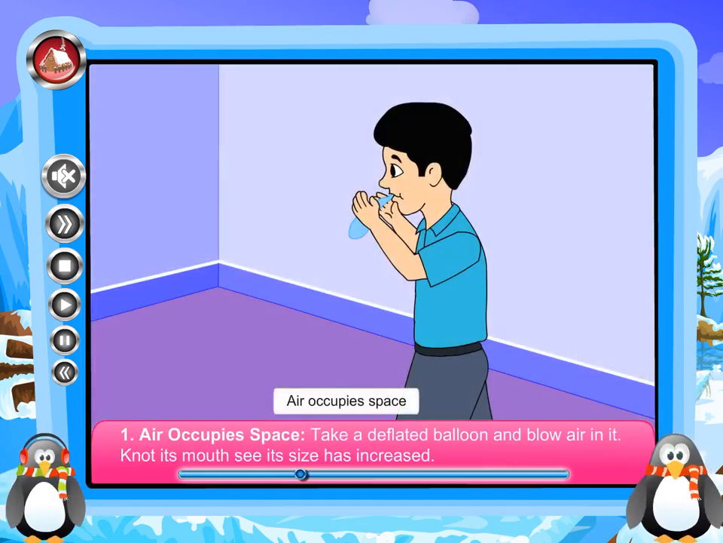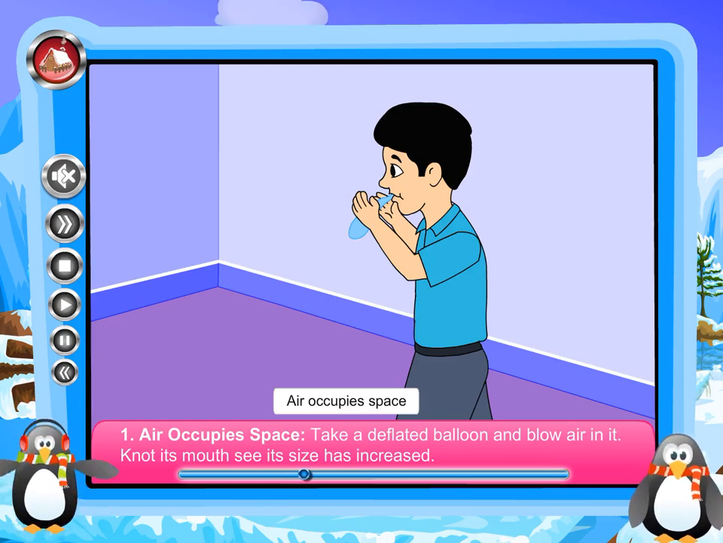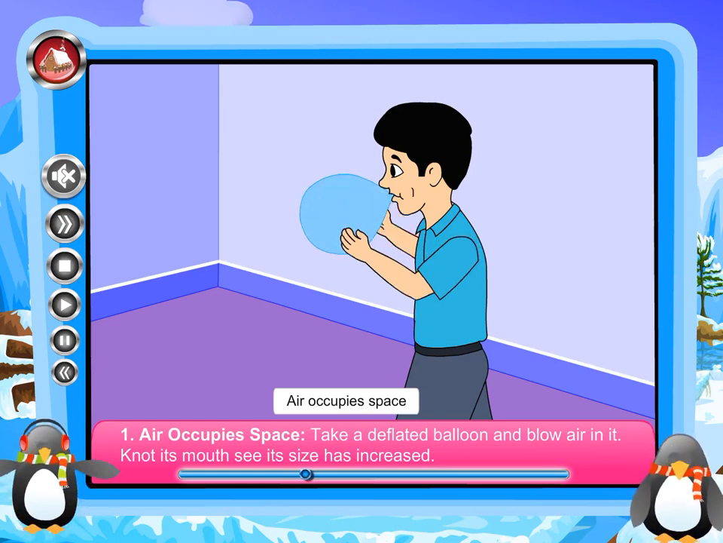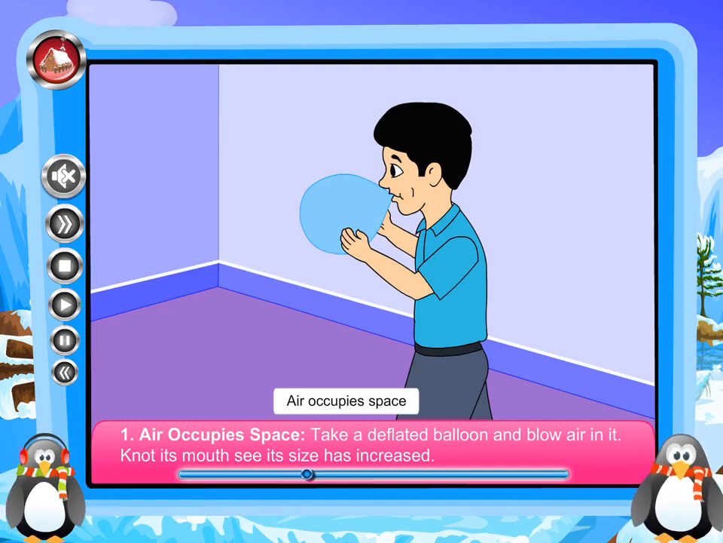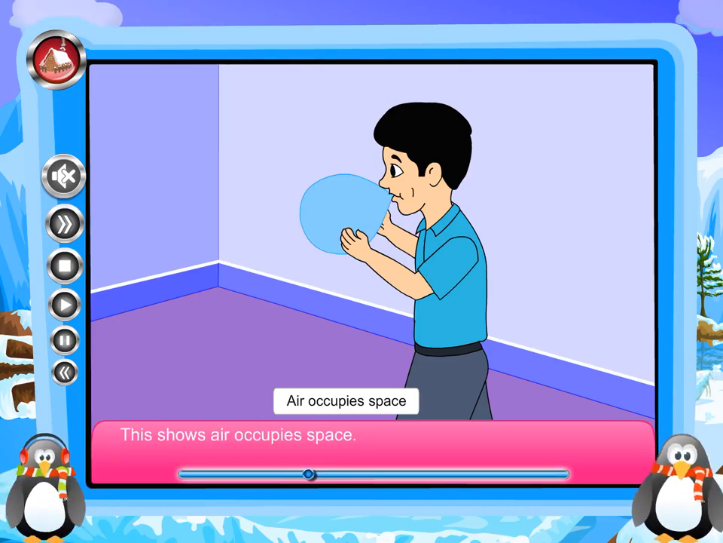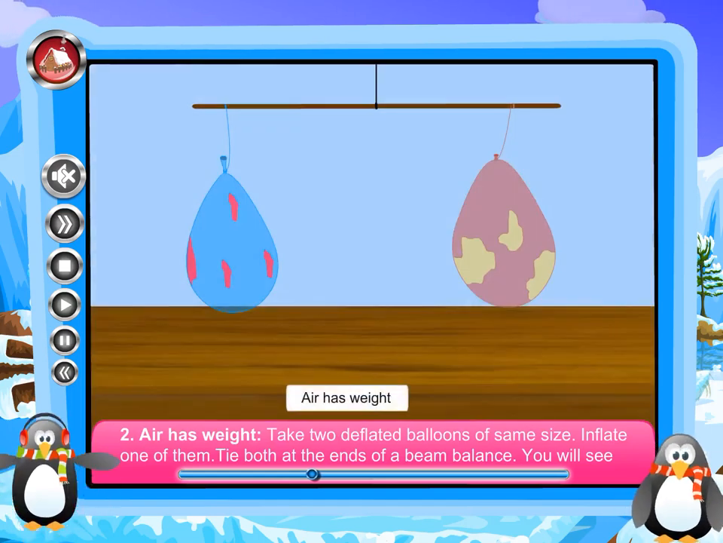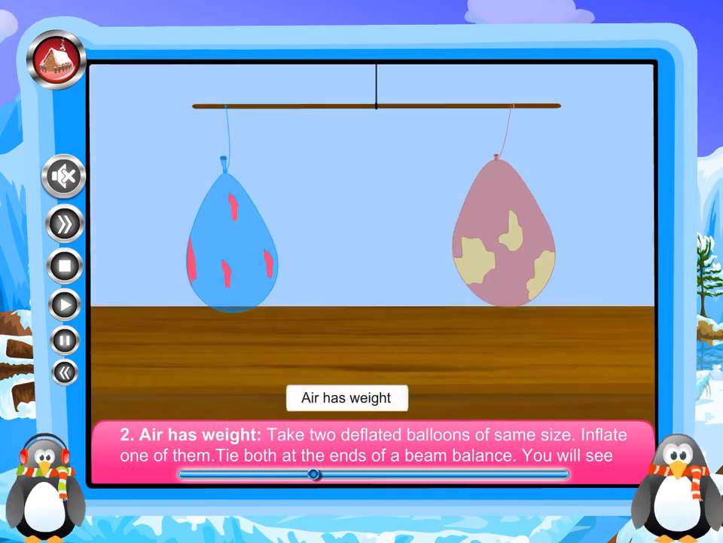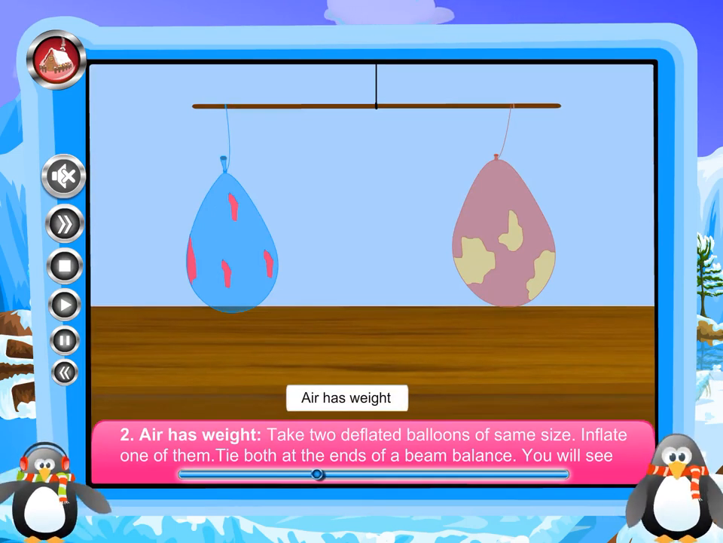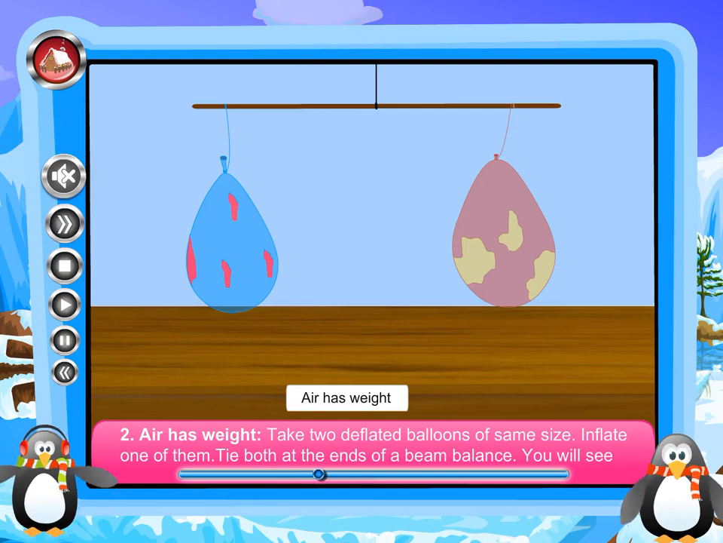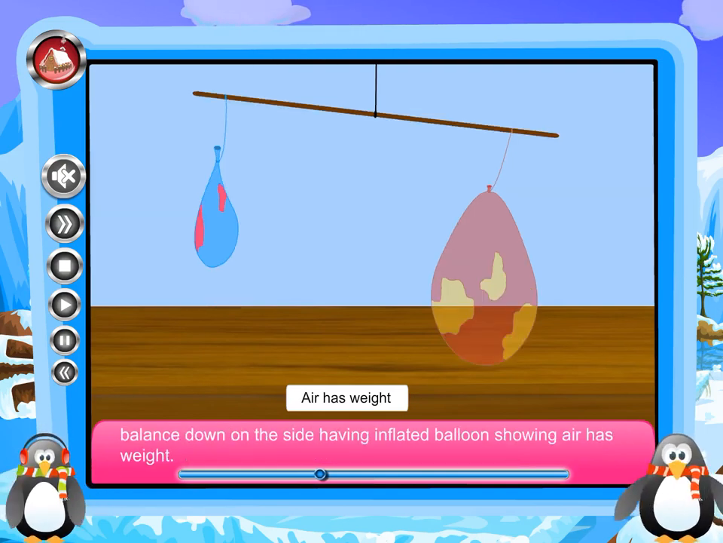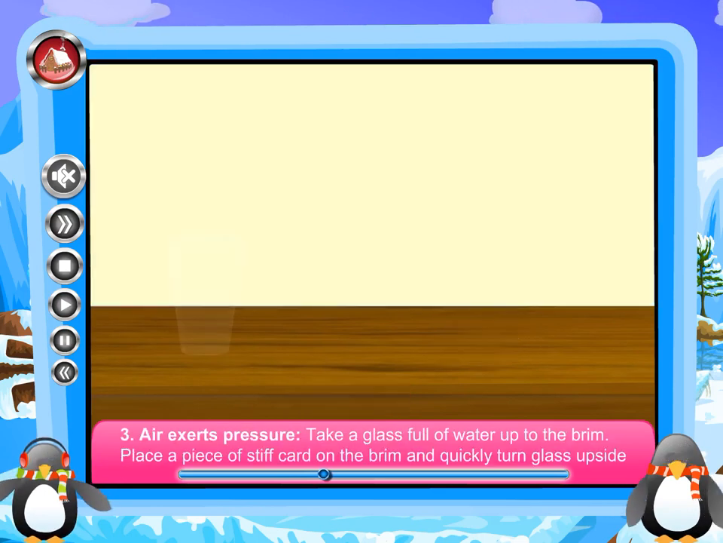Properties of air. Air occupies space. Take a deflated balloon and blow air in it. Note its size has increased. This shows air occupies space. Air has weight. Take 2 deflated balloons of same size. Inflate one of them. Tie both at the ends of a beam balance. You will see the balance goes down on the side having the inflated balloon, showing air has weight.